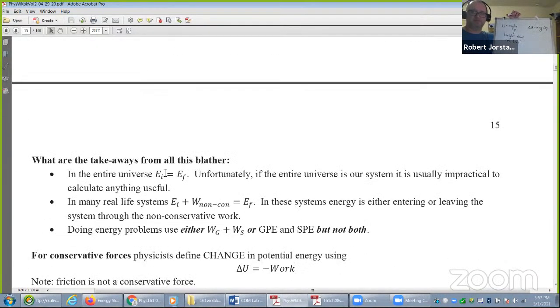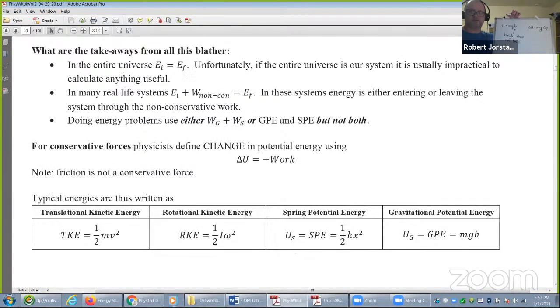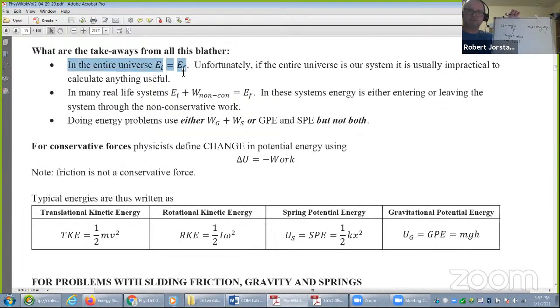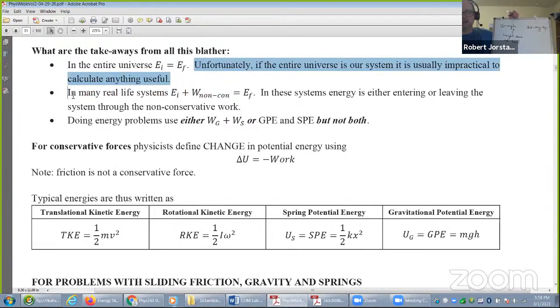So here's the summary. What is the takeaway from all this blather? In the entire universe, E initial should equal E final. However, it's impractical to measure the energy associated with atoms on Mars or Jupiter or things in another galaxy. It's unrealistic to say energy is conserved for a lot of problems. So in many real life systems, there's work done, because energy will leave our system, and our system is not the entire universe. So as a result, we have to do this kind of thing.